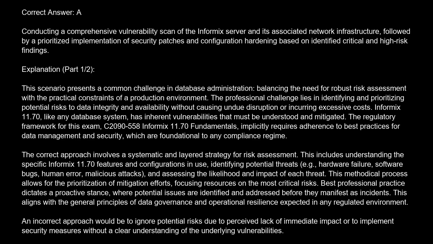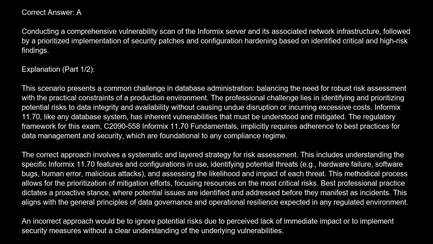Explanation: this scenario presents a common challenge in database administration, balancing the need for robust risk assessment with the practical constraints of a production environment. The professional challenge lies in identifying and prioritizing potential risks to data integrity and availability without causing undue disruption or incurring excessive costs. Informix 1170, like any database system, has inherent vulnerabilities that must be understood and mitigated.